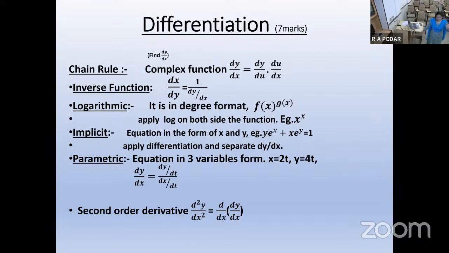And lastly, we have the parametric equation. In a parametric function, a third variable exists. That means the x and y values are given in terms of a third variable. That variable may be t or u, like x equal to 2t, y equal to 4t square. Then we will solve this by using the parametric equation.